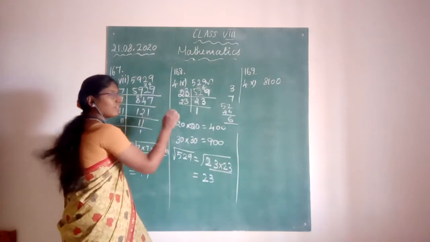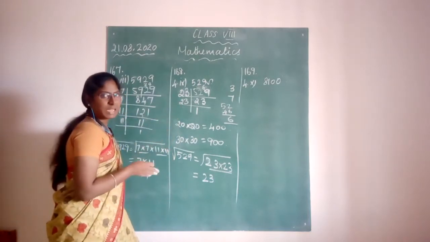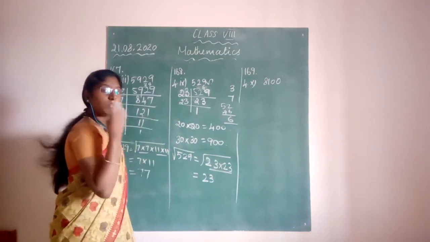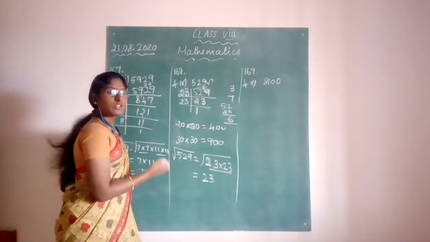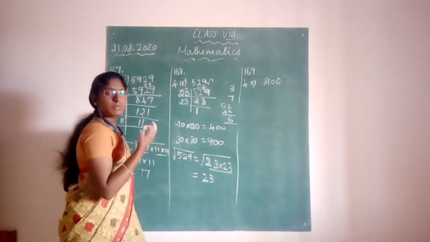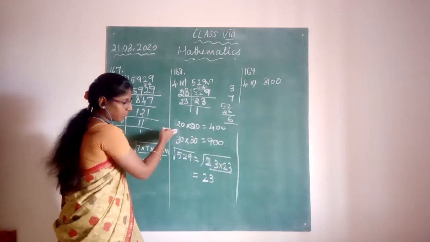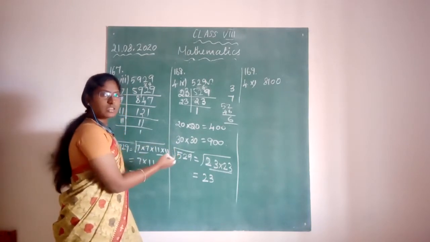Okay, so 23 will not come in any other table. 23 is a prime number. So directly you have to just think over it. If any number is given like this, you have to think over with the previously known squares like 400 and 900. Okay, is it clear?